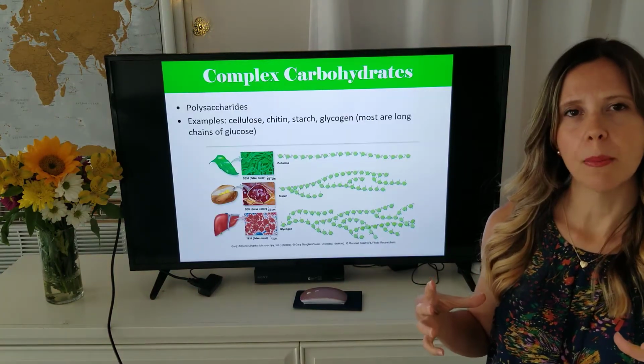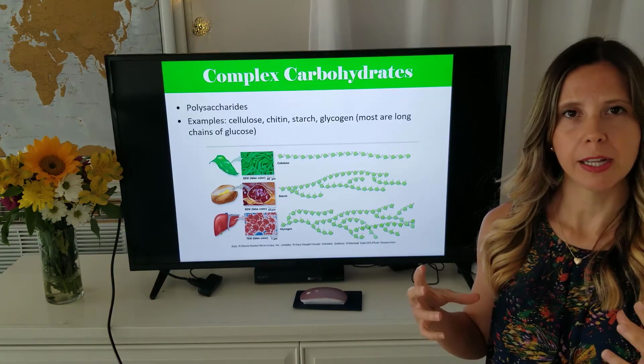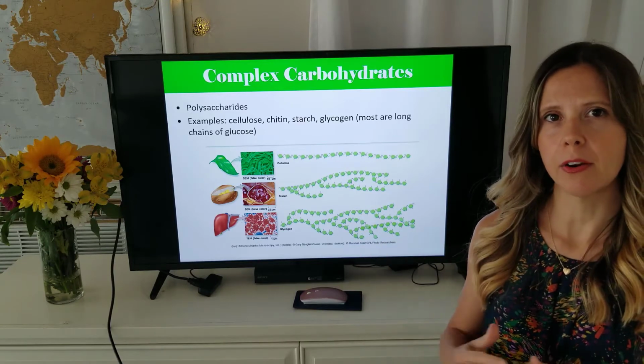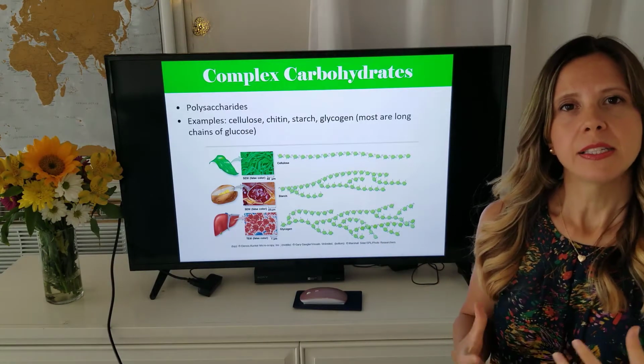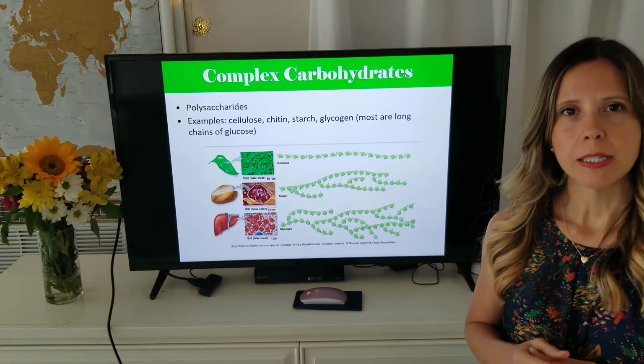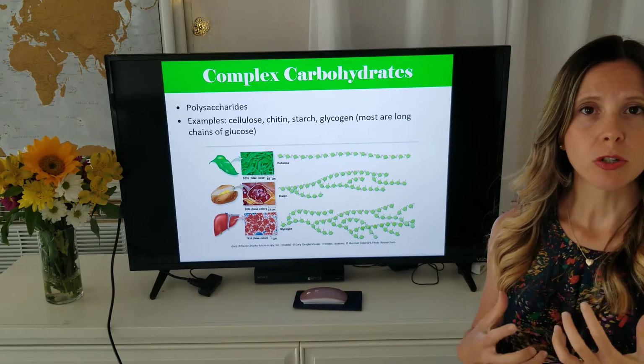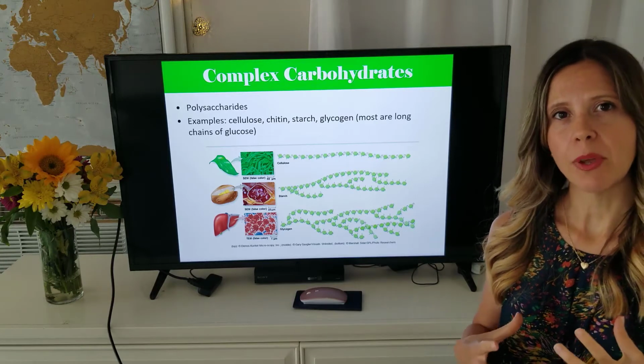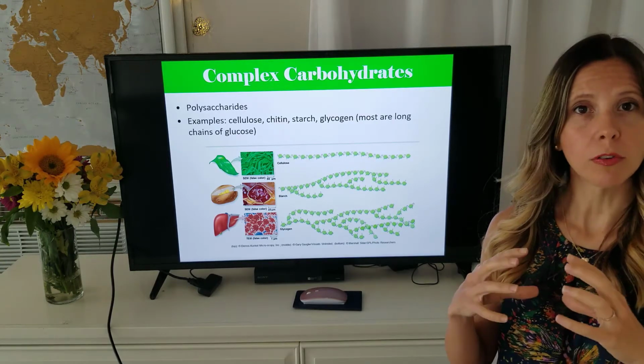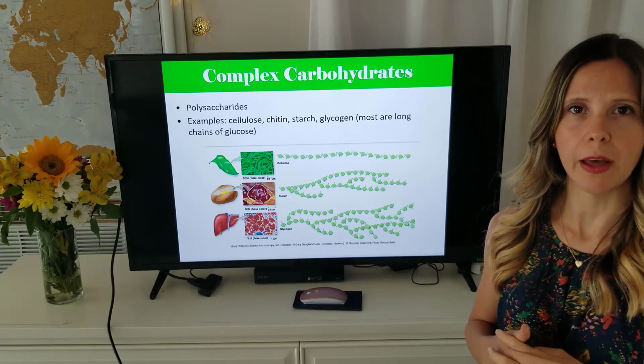Our complex carbohydrates are our polysaccharides. So they contain many monosaccharides connected to one another. Cellulose is an example of a plant polysaccharide. We find it in the cell wall of the plant. It's going to provide strength and rigidity. And basically what we have in cellulose is a whole bunch of glucose molecules connected to one another.